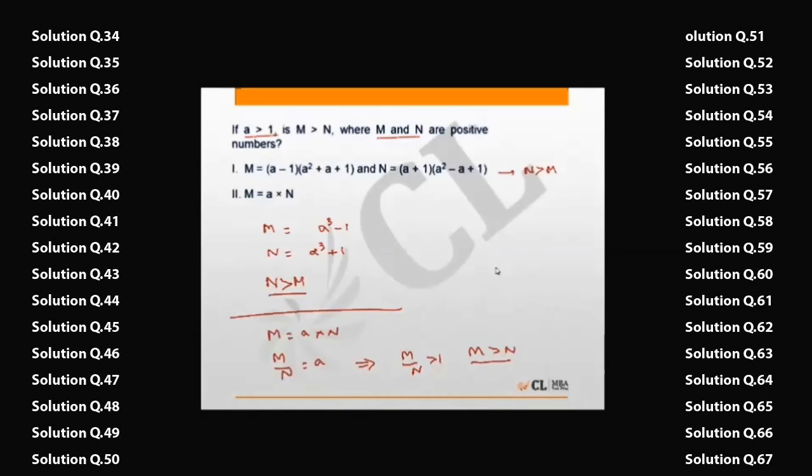So each statement independently is giving us the condition that in one case n is less than m and in the other case n is more than m. Hence each statement independently gives us the answer. The correct answer is B.